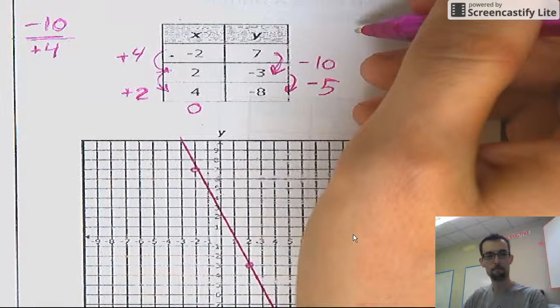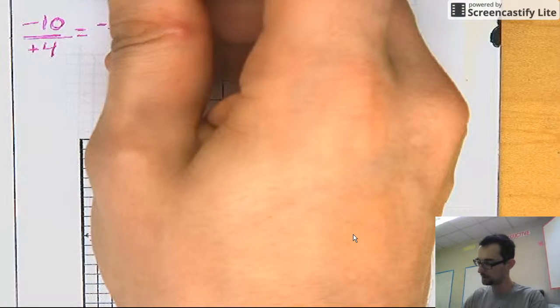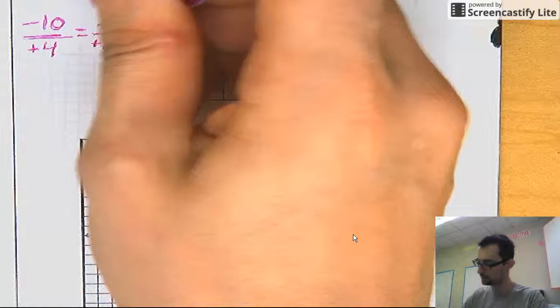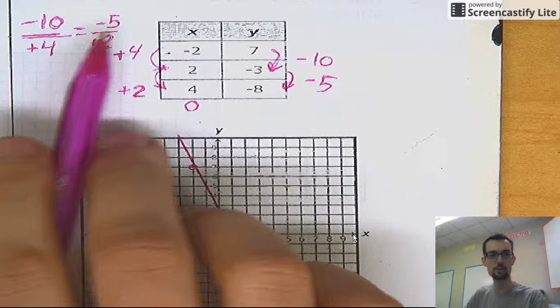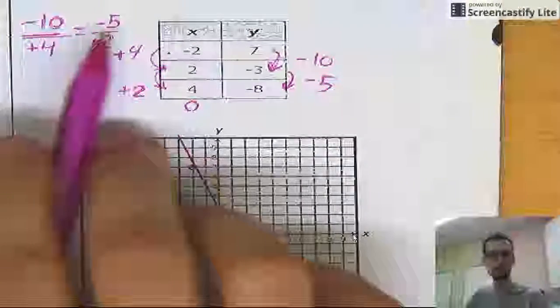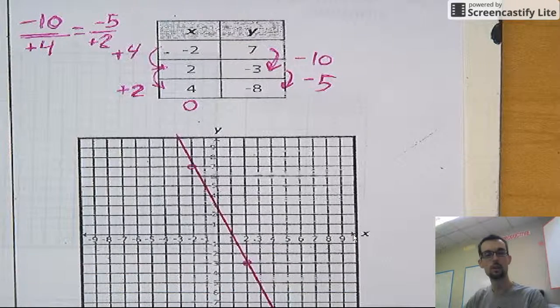But isn't that the same thing as going down 5 when x goes up 2? Aren't these the same fraction? You do 10 divided by 4, you get the same thing as 5 divided by 2. Yeah, it is. So this number, either one of them, is my rate of change.